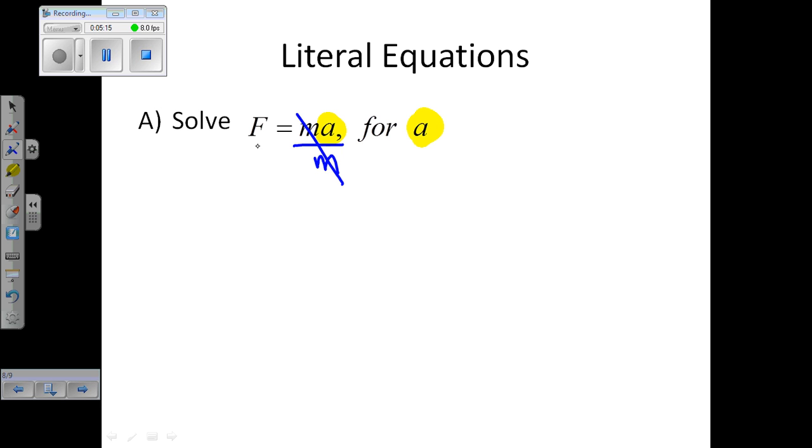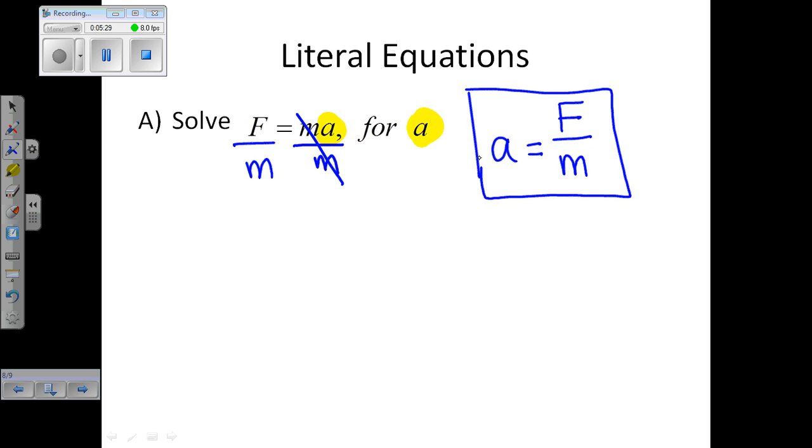And if I do it to one side, I have to do it to the other side. So I end up with A is equal to F over m. And that's it. That's my answer. In this case, what I'm trying to do is rearrange the formula so that one variable is isolated. Once I've done that, I'm finished.